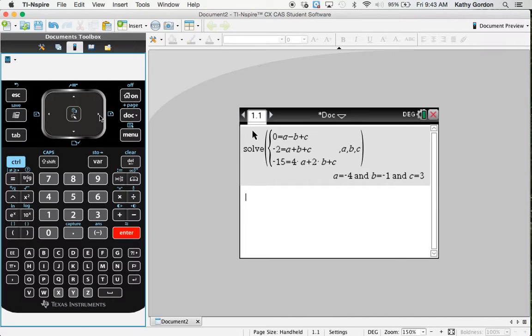Too few arguments, really? So if you're not getting answers, go back and look at how you set things up. It should look like this.